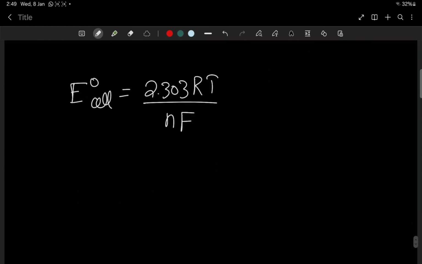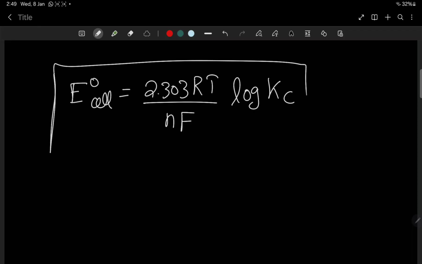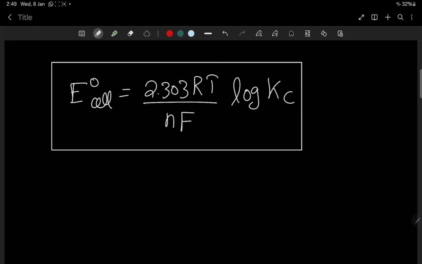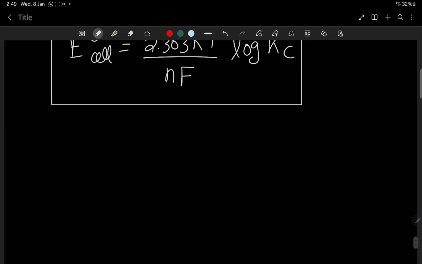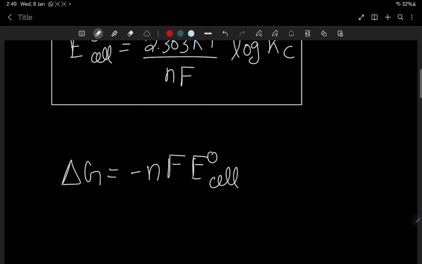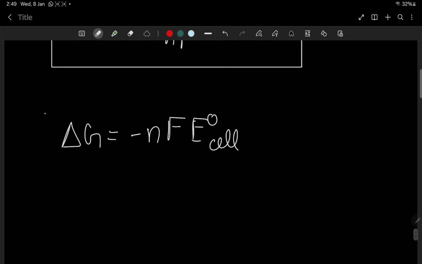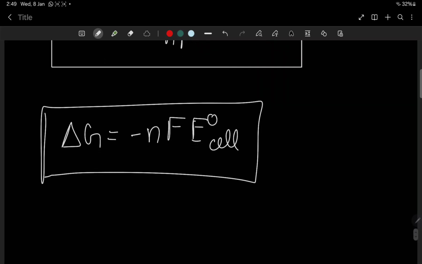Now E naught of the cell is 2.303 RT by NF log KC. Underline, very important. Now Gibbs energy and E naught cell. Gibbs energy equal to minus NF E naught cell. Just memorize this and use it in the problem. Minus NF E naught cell.